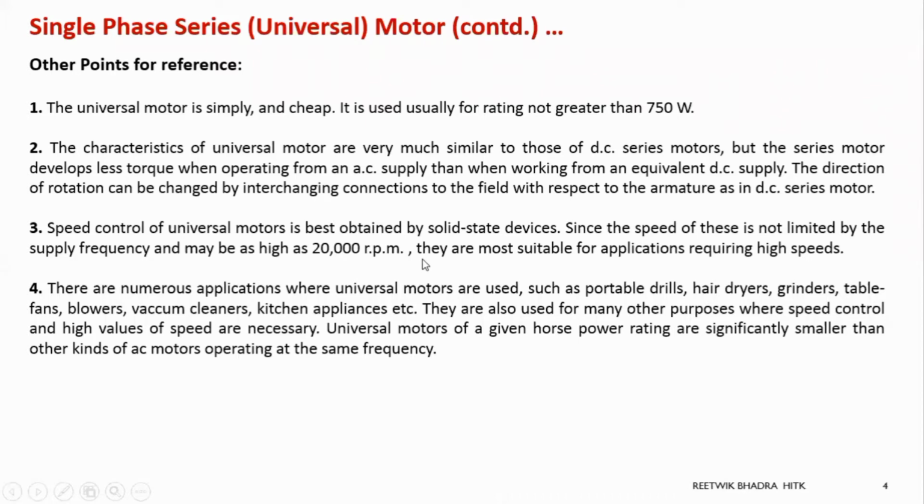And since its speed is very high, it's used in drills, dryers, grinders, vacuum cleaners. You may see dryers and vacuum cleaners at your home, how speedily the motor of that rotates. So some of the major applications of the universal motor are those things. So you can go through all these points.